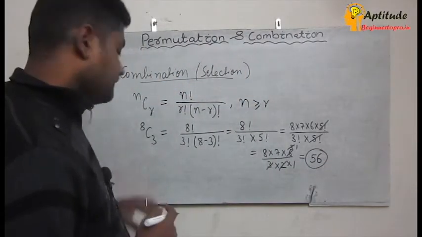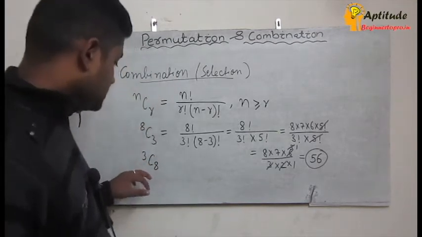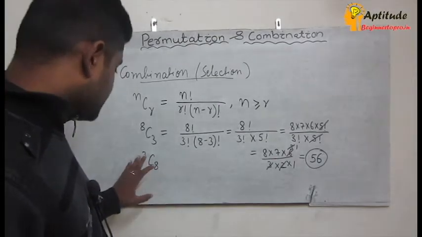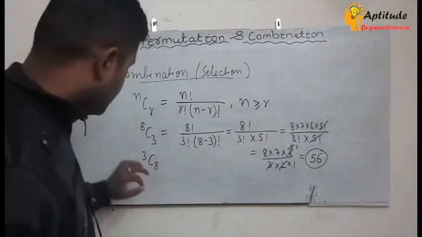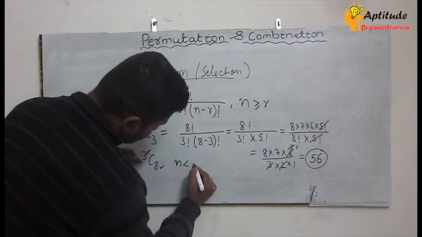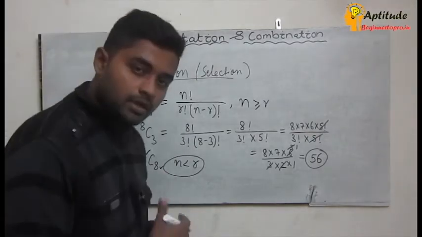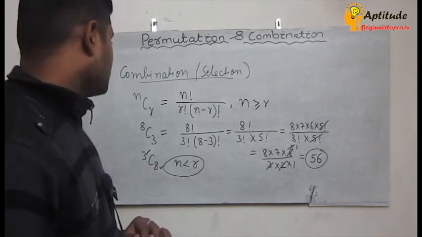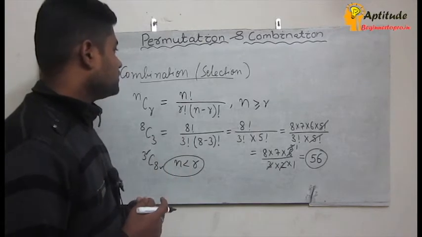But if the question says to find the value of 3C8, the value of 3C8 is not possible because this example is not satisfying the condition n greater than or equal to r. Here the value of n is 3 and the value of r is 8. So here n is less than r, which is not possible in case of permutation or in case of combinations. So this is all about the basics of permutations and combinations.